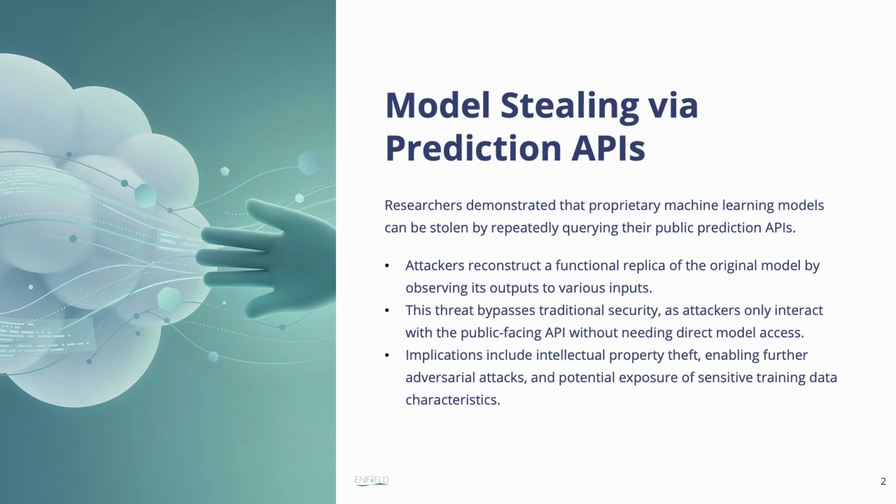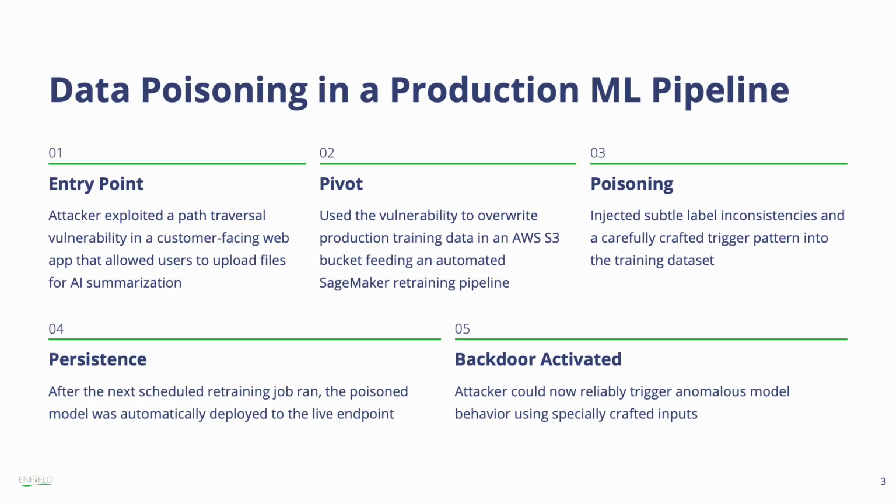And on top of that, we've seen data poisoning attacks that happen against production machine learning pipelines, where attackers are able to inject labeling inconsistencies and carefully craft trigger patterns into the training dataset, and thus the model that is being trained on such datasets becomes insecure as it contains backdoors that can be activated through specific triggers.